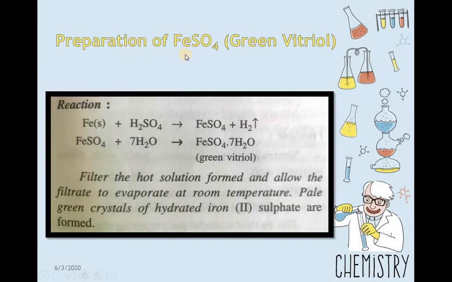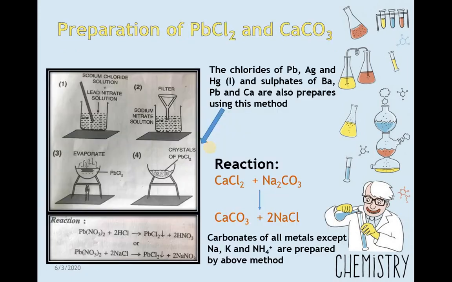Now iron sulfate or green vitriol is prepared the same way you have prepared white vitriol. You will get pale green crystals of ferrous sulfate heptahydrate or hydrated ferrous sulfate. Then you proceed to the preparation of lead chloride and calcium carbonate.